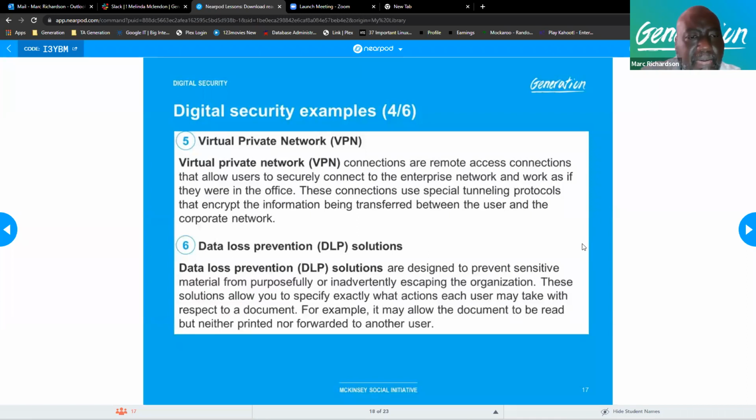Data loss prevention, or DLP. Data loss prevention solutions are designed to prevent sensitive material from purposefully or inadvertently escaping the organization. These solutions allow you to specify exactly what actions each user may take with respect to a document. For example, it may allow the document to be read, but neither printed nor forwarded to another user.